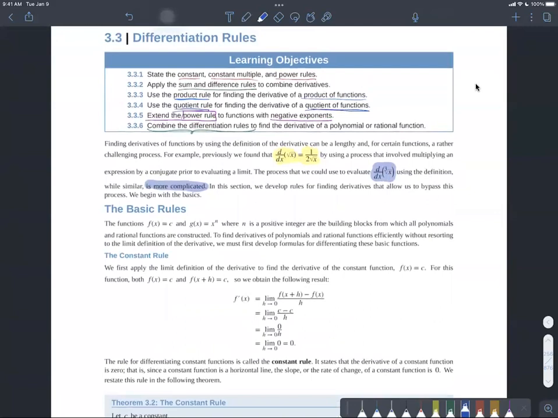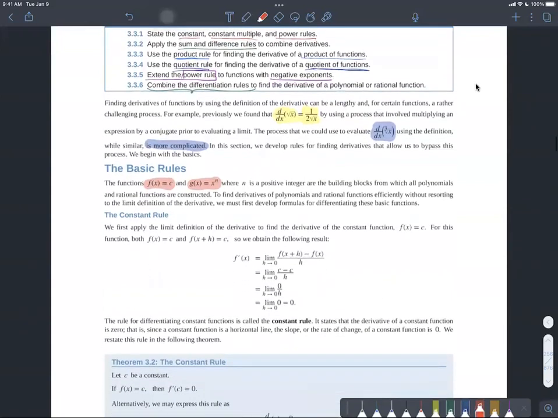So we start with the basic rules. Let's read. The functions f(x) = c and g(x) = x^n, where n is a positive integer, are the building blocks from which all polynomial and rational functions are constructed. To find derivatives of polynomials and rational functions efficiently, without resorting to the limit definition of the derivative, we must first develop formulas for differentiating these basic functions. So the basic functions that we're going to look at are the constant function and the basic power function here, where n is a positive integer.